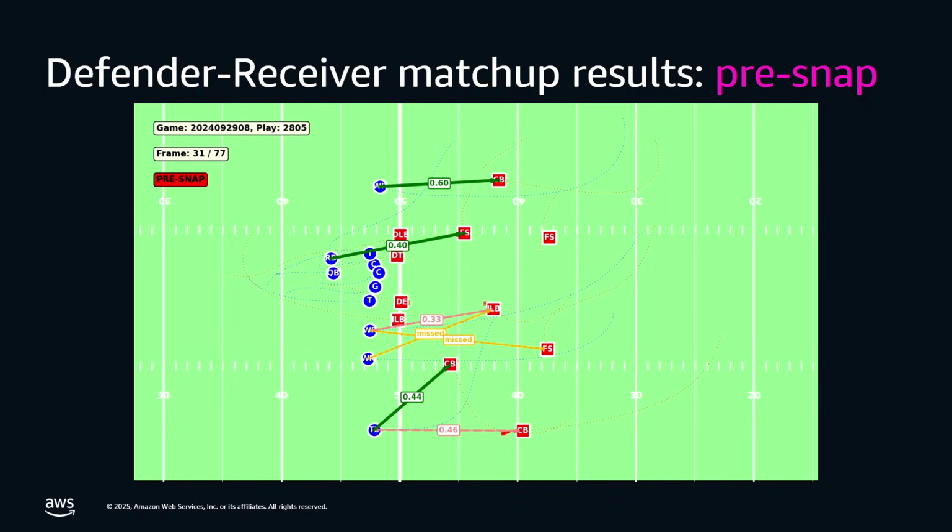You also see some dotted lines present. You can ignore these. These are basically the future trajectories that the players would follow, but the model doesn't have access to that data yet at this point in time. We're using the same truncation strategy for player matchups as we did for coverage assignment.